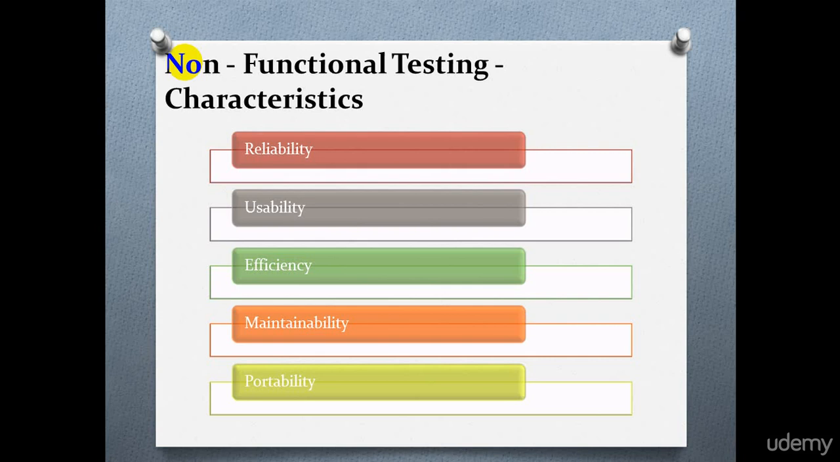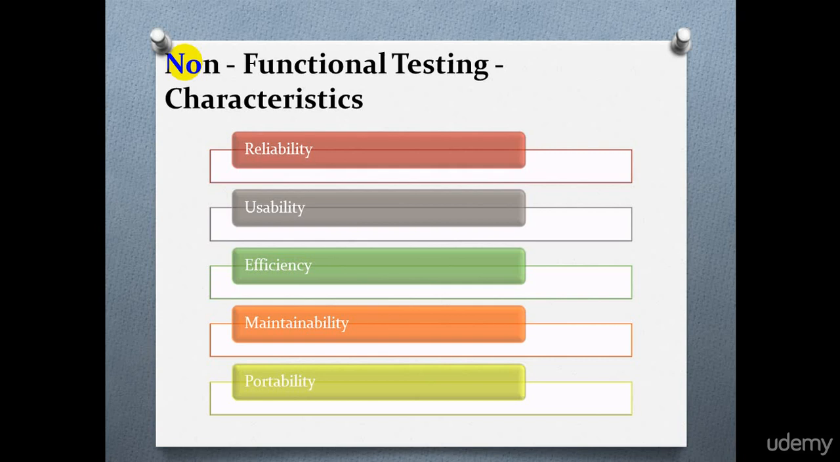So here, reliability, right? An application is reliable when it performs its required functions under a given set of conditions. Then only we will say that the application is reliable. For example, a server can be tested for robustness by increasing the number of users that access the server until it crashes.